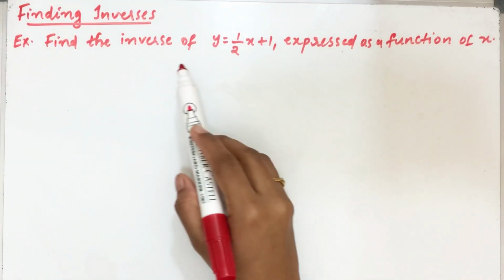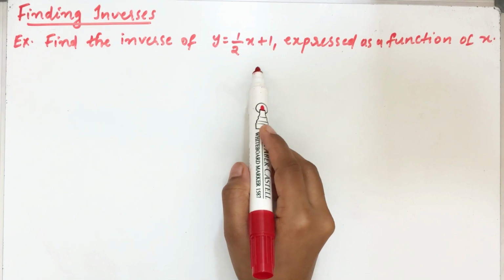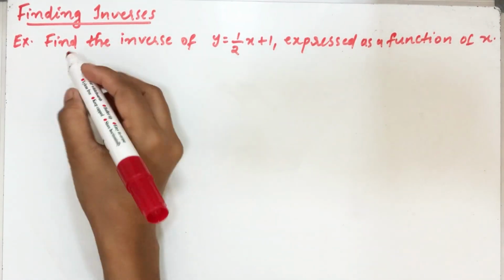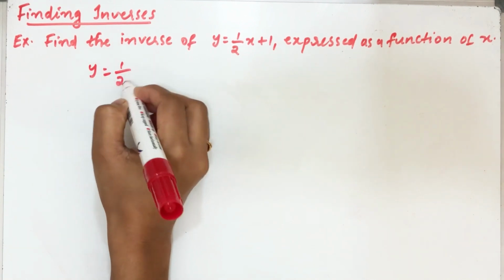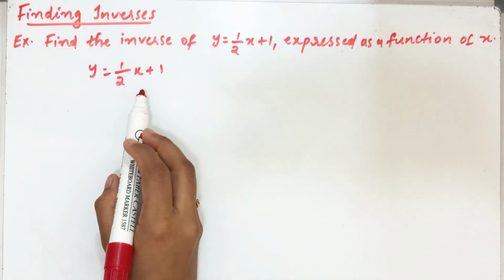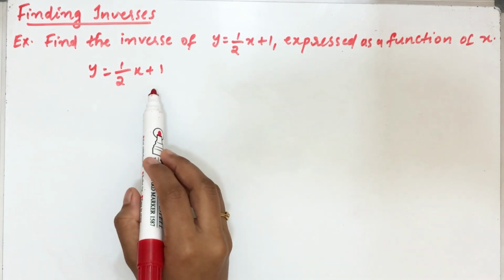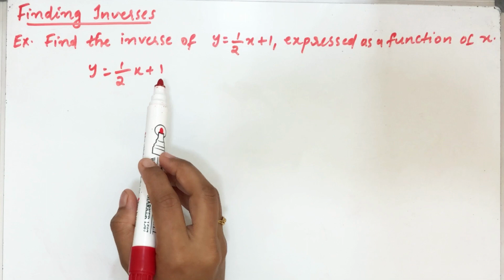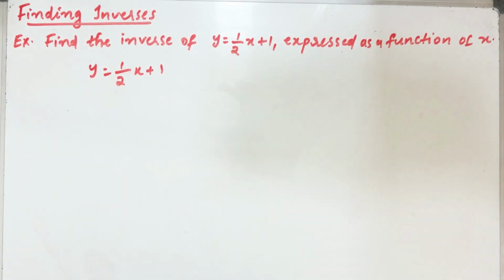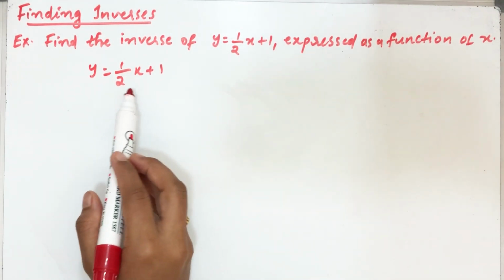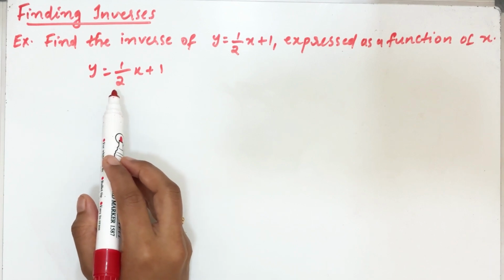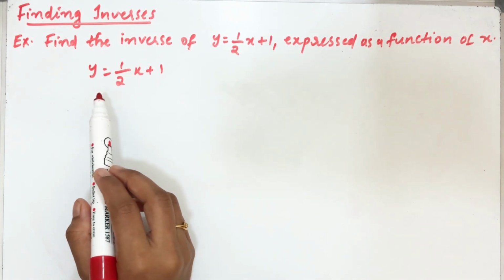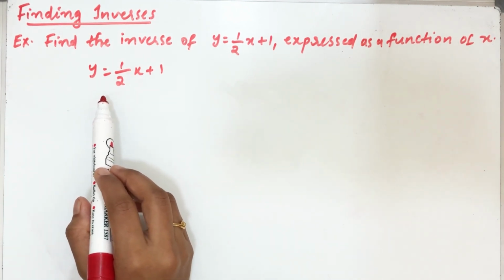Example: find the inverse of y equal to 1 by 2 x plus 1, expressed as a function of x. Here the function is y equal to 1 by 2 x plus 1. Is this function invertible? You can see this is an increasing function, so one-one, therefore the inverse exists. You need not check it always. To find the inverse, the first step is to solve for x in terms of y. And the second step, interchange x and y.